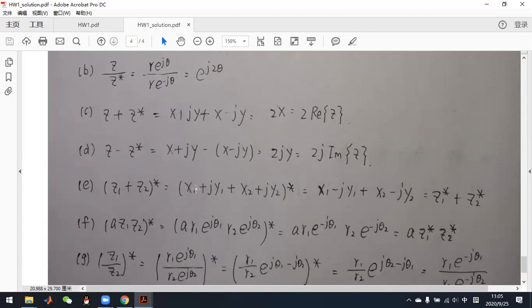And then the next one, z1 plus z2, conjugate. We also use the rectangular form, x1 plus jy1 plus x2 plus jy2. I skip some steps: we can rearrange the terms inside the brackets, x1 plus x2 plus j times y1 plus y2. And then after the conjugate, it is x1 plus x2 minus j times y1 plus y2. Then it is equal to the conjugate of z1 plus the conjugate of z2.